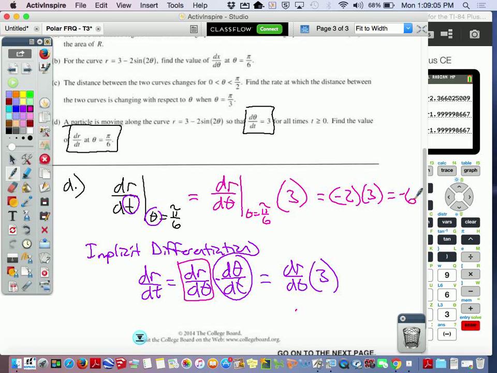So this would be a 2-point problem that I'm guessing very few kids in the country got when they took this FRQ. Good news is the other 7 points were pretty doable.